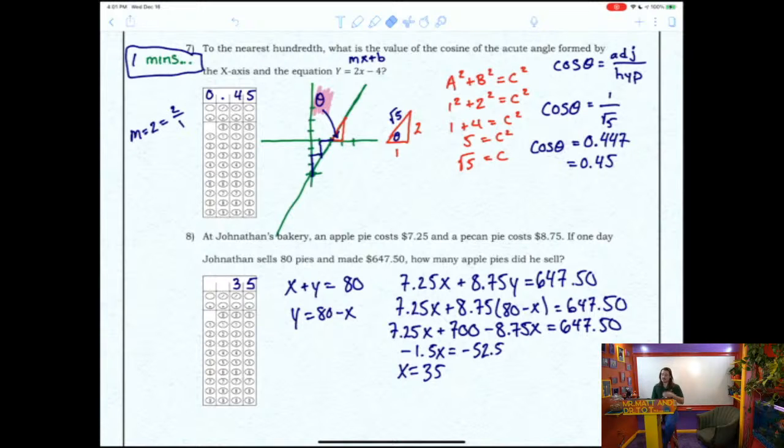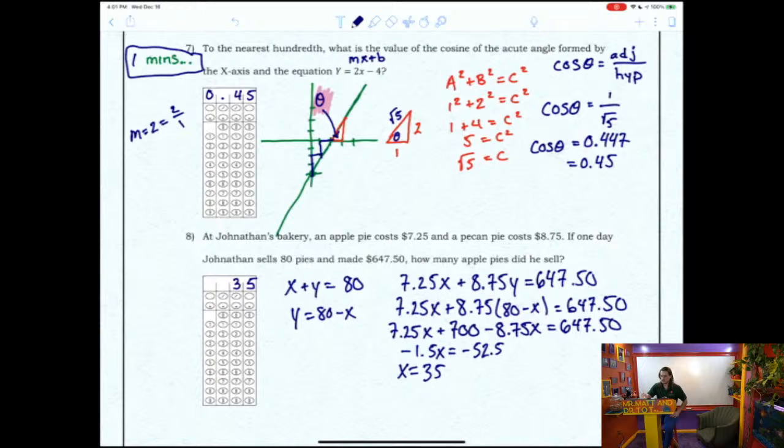So the cosine of theta is equal to the adjacent side divided by the hypotenuse. So it's going to be 1 divided by the square root of 5, which if you evaluate in your calculator is going to be 0.447, which I'm going to round to 0.45.